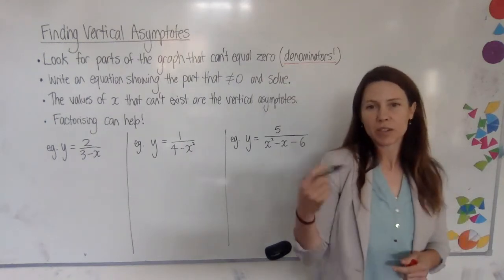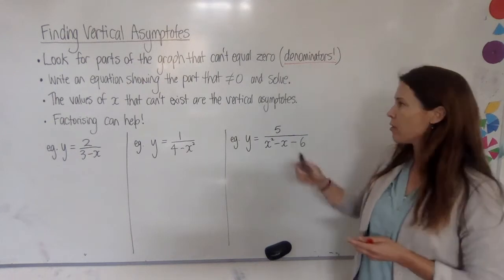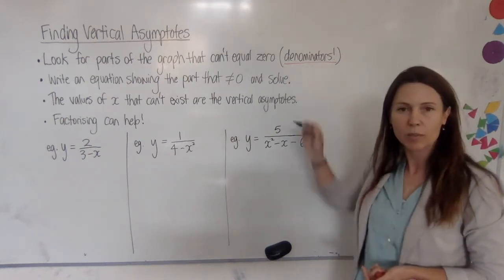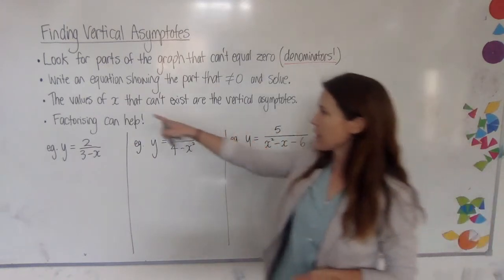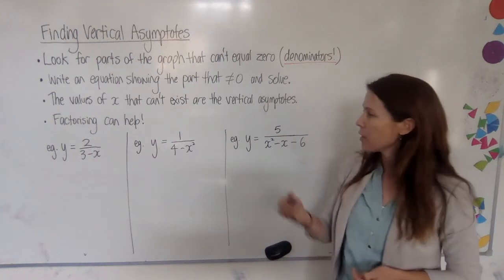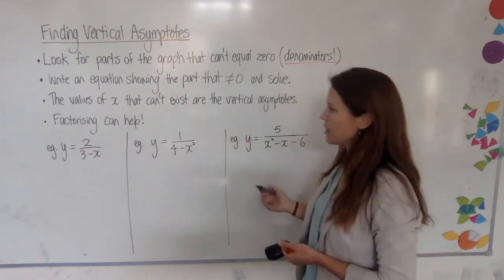It's really tempting just to look at it and jump to an answer. And with easy ones, you could probably do that, but I would recommend doing this every time because it'll just prevent you from making mistakes on the more complicated ones. Now, the values of x that you find can't exist, those will be the vertical asymptotes. Factorising might help. So we'll have a look at some examples where you might need to factorise here.